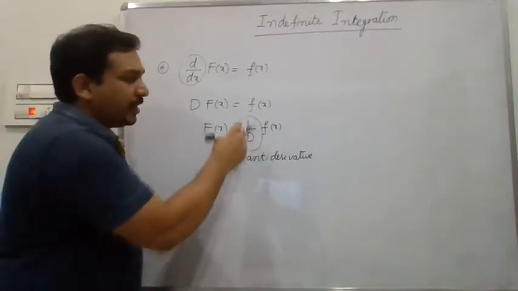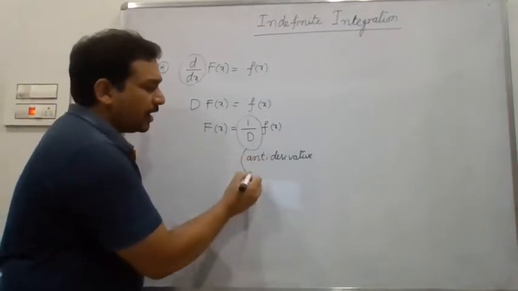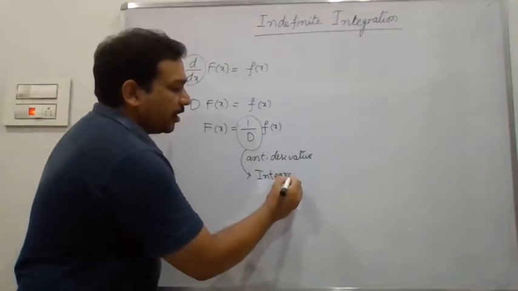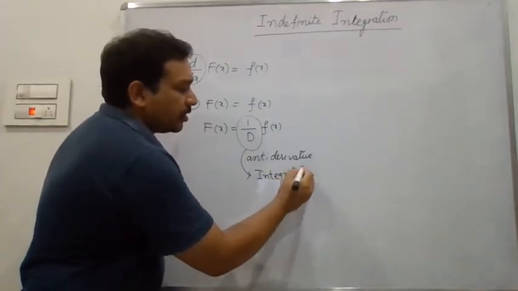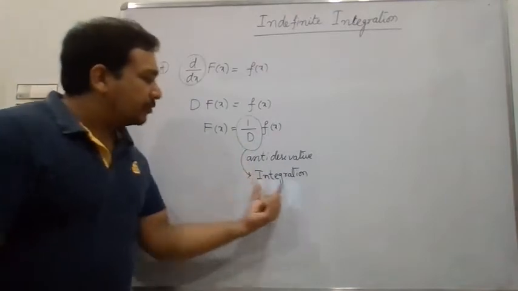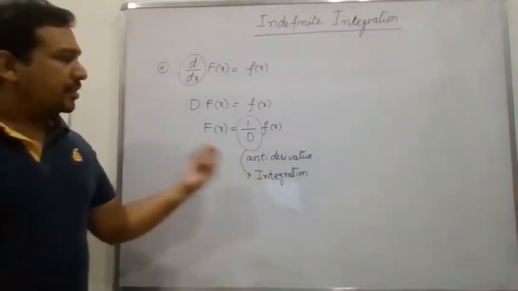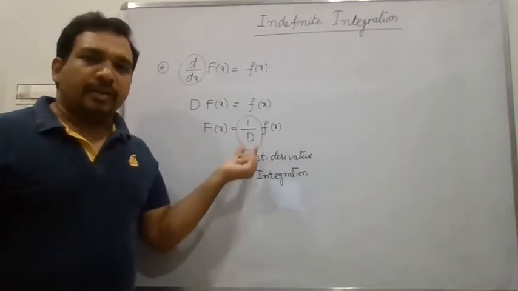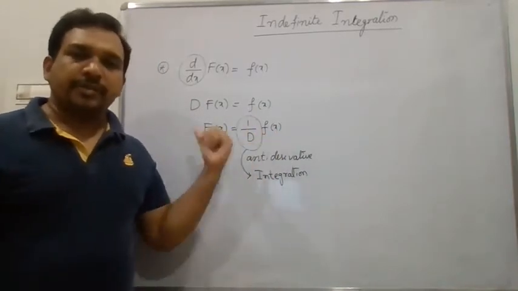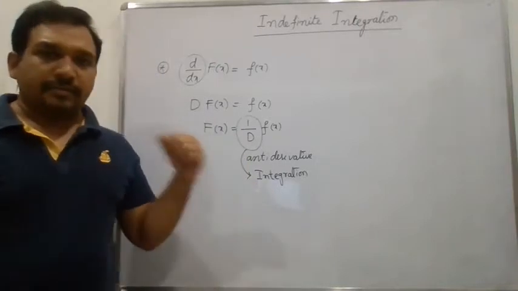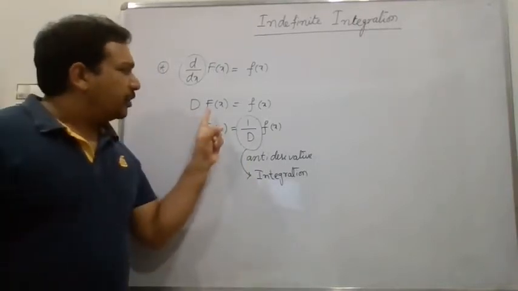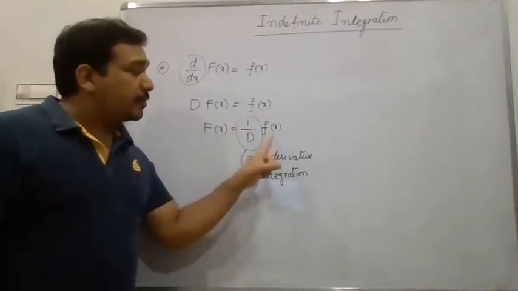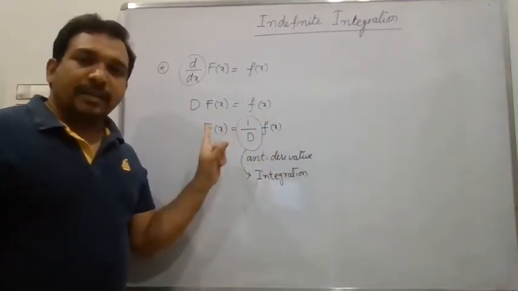So this antiderivative, 1 by d, also can be called integration. That's what we are going to learn now: what is antiderivative, what is integration. Integration is nothing but exactly the reciprocal of the derivative. 1 by derivative is the antiderivative, which can also be called integration. If I do the derivative of capital F of x, then I'll get small f of x. If I do the integration of small f of x, then I'll get capital F of x.